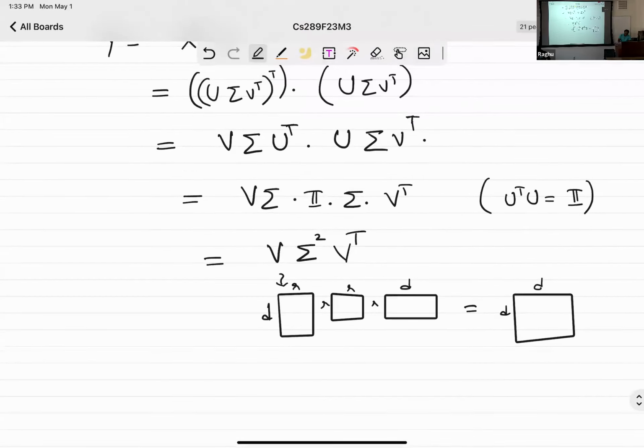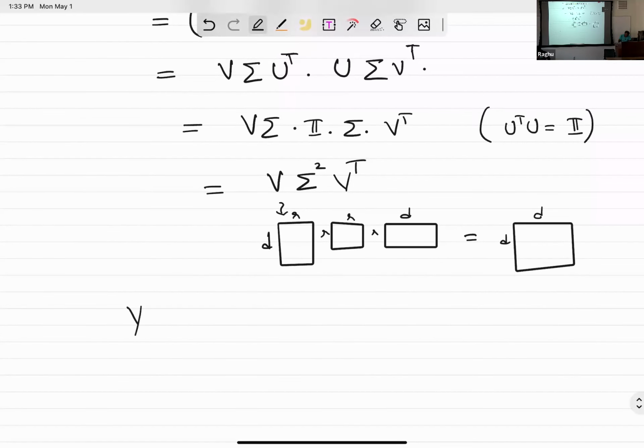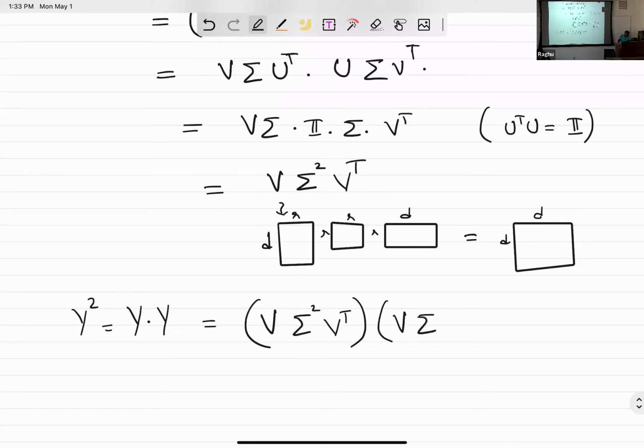So that is good, it's a square matrix. What is Y squared? Y squared equals Y times Y. I can use the same expansion again: you have V sigma squared V transpose times V sigma squared V transpose. Can I simplify this further? Yes, because V transpose V is identity again. So I get V sigma to the 4 V transpose.